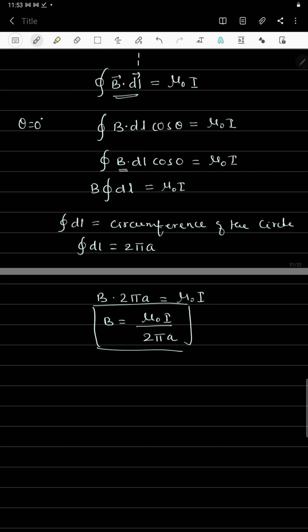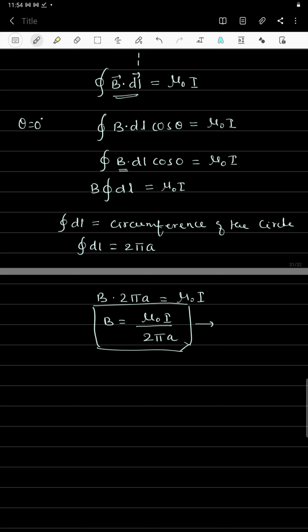This is the proof from Ampere's circuital law. This is the easiest way to find the magnetic field for an infinite straight conductor. We have found this expression in Biot-Savart's law also, and both give the same value, but the derivation is complicated in Biot-Savart's law, and it is a very easy method in Ampere's circuital law.